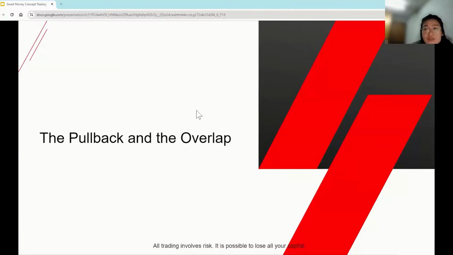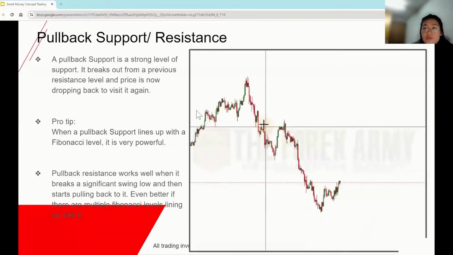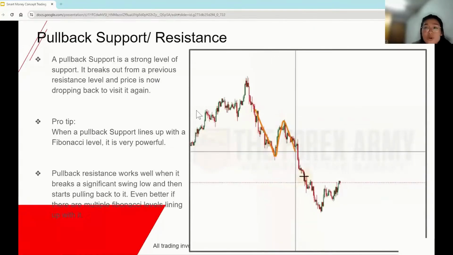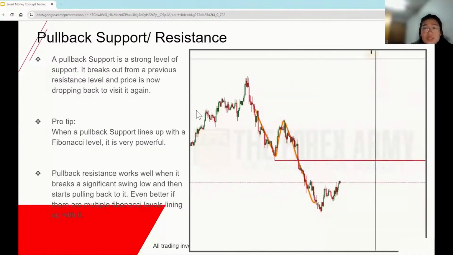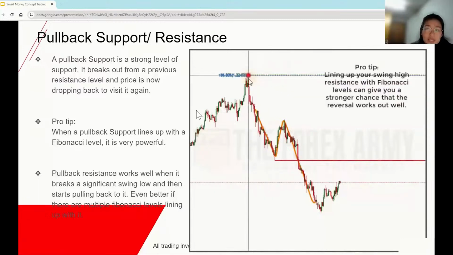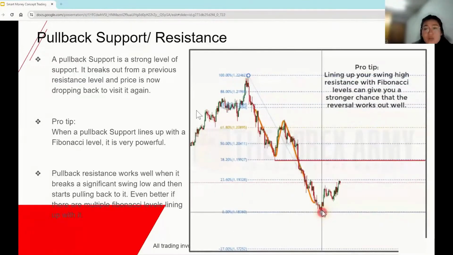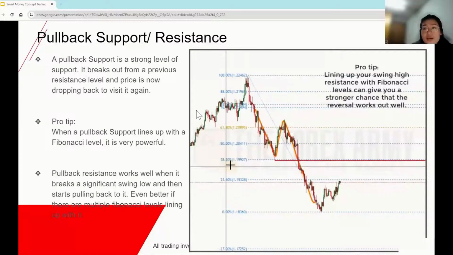Okay, now the pullback and overlap concept is very similar to your SMC concept as well, where we talked about price overlapping or surpassing the previous high. So for pullback support, it's a strong level of support where it breaks out from the previous resistance level and price is now dropping back to visit it again. So when the pullback support lines up with a Fibonacci level, it is very powerful.